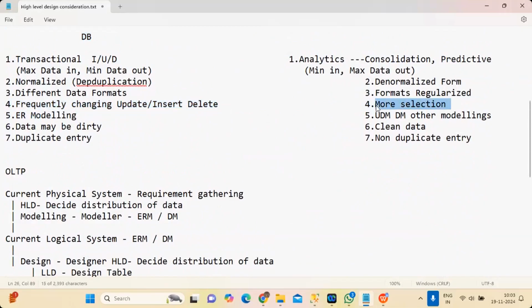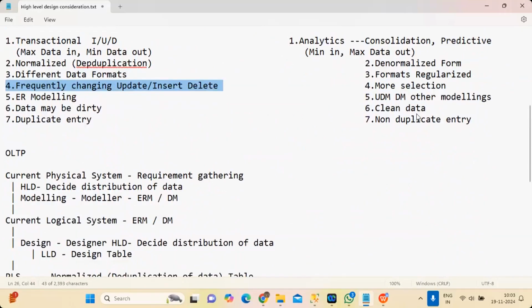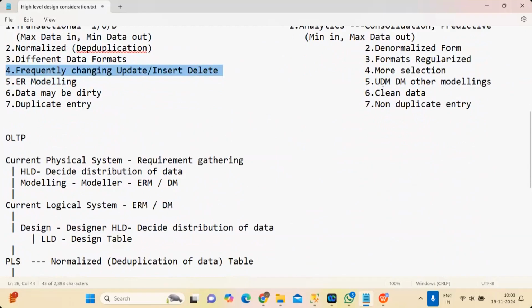Selection means retrieving the data. This is changing the data. So modifying, retrieving. Then the UDM or the unified dimensional modeling is there. The unified dimensional modeling is used for what purpose? It is used like ER modeling. The only difference is this modeling is used for analytical database system.